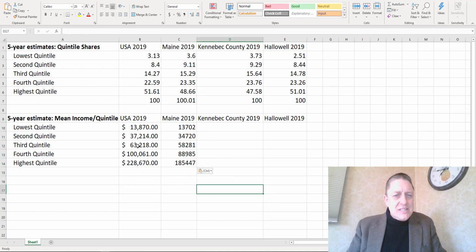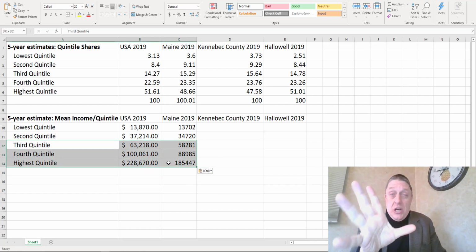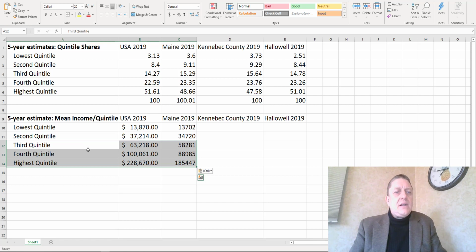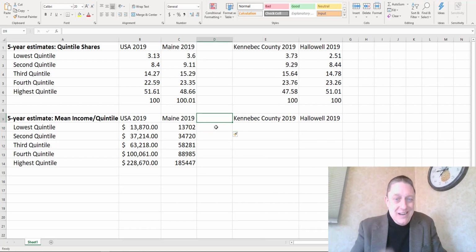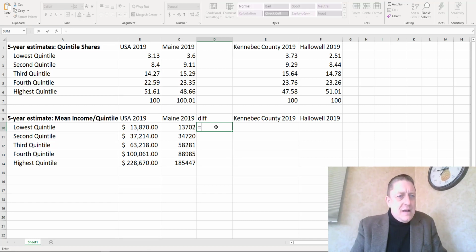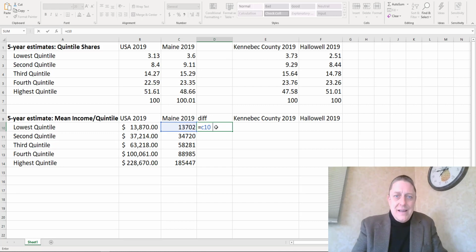Right? And it looks like here in the 3rd quintile and above is really where that difference takes off. There's a little bit of a difference for the 1st and 2nd quintile, but not much. But for the 3rd quintile, the 4th quintile, the 5th quintile, there's much more difference. In fact, I could temporarily insert a column and say diff for difference, right? And if I want to say how is Maine different than the United States, I could take cell C10, the Maine cell, and subtract, excuse me, I want to get the right cell, B10.